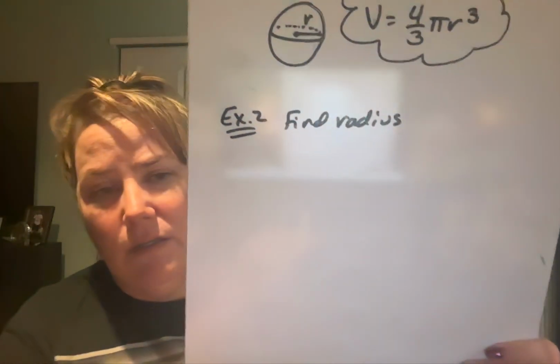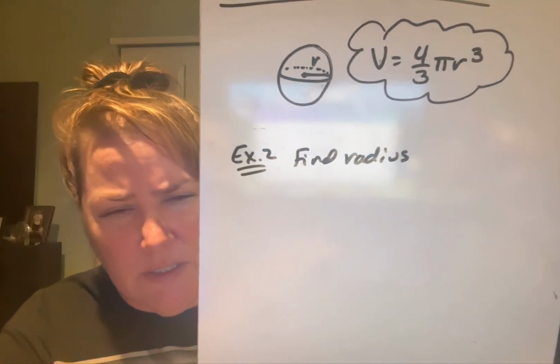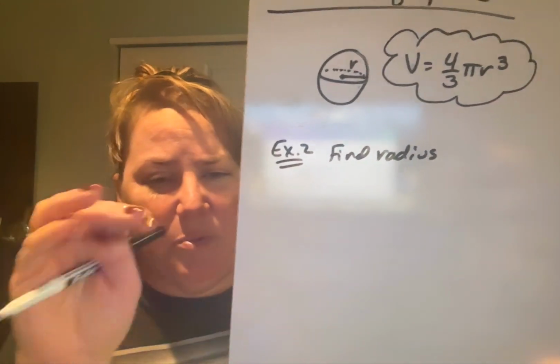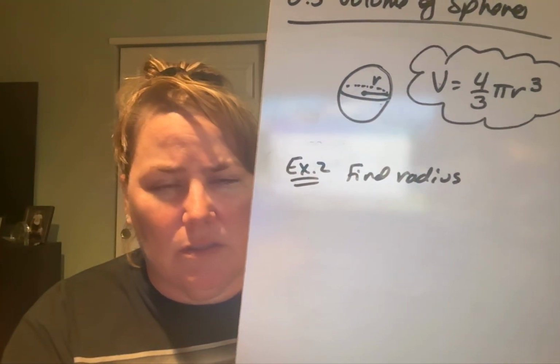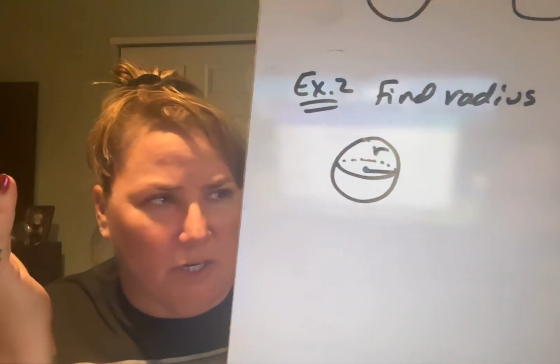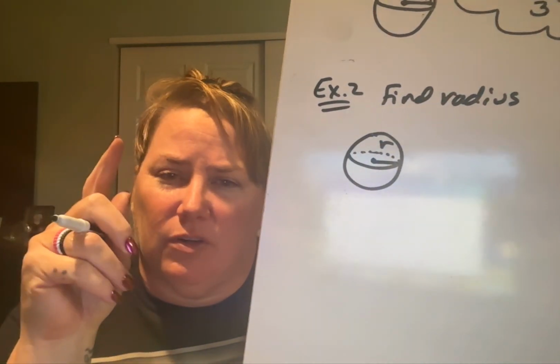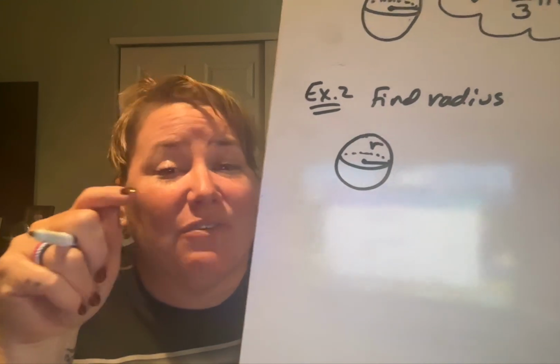So example 2, find radius. Okay. Let's go. What does that say? And I'm flipping back between the book. Okay. So let's draw a sphere. So you're just going to draw a sphere, and then since there's no numerical value, you're just going to put R, because that's the only dimension you can find. Okay. So if you have to find R, then that means they have to give you the volume.